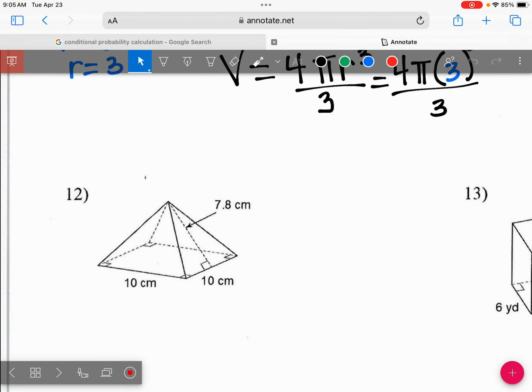First of all, what shape do you have here? What is this? Not a triangle. I'm on number 12. Sorry, you're looking at 13. It's a pyramid. Yep. And then what's the shape of the base? Right here. Yep. It's actually a square, but we'll say rectangle.